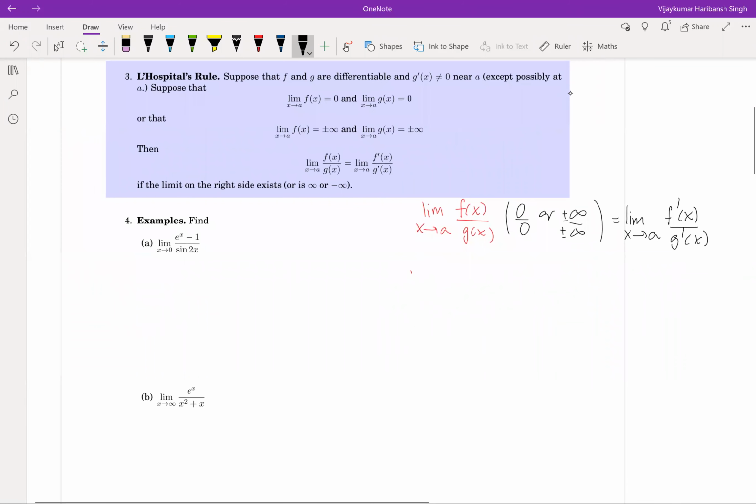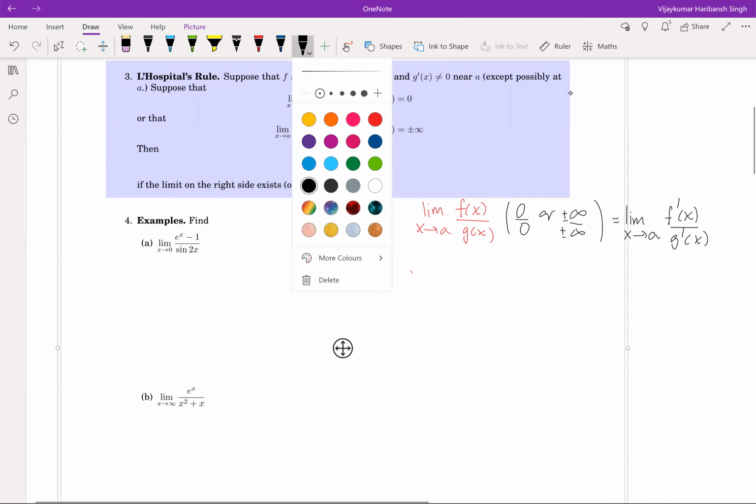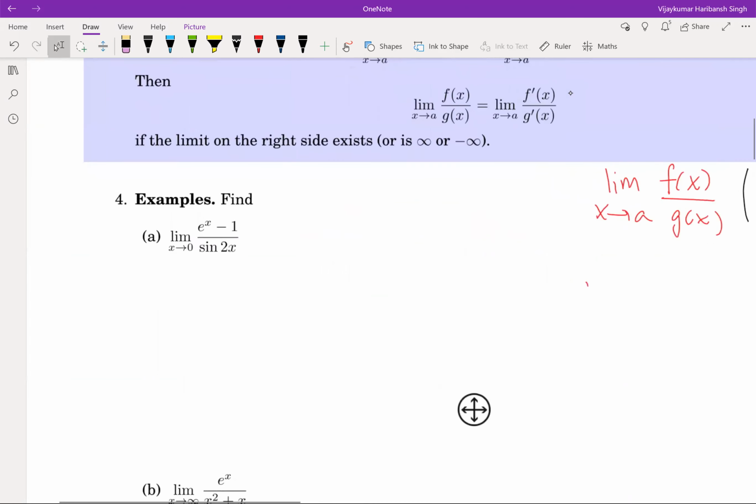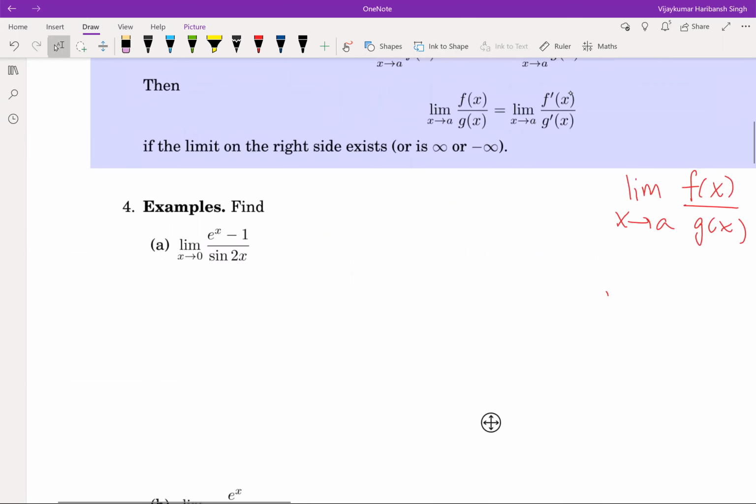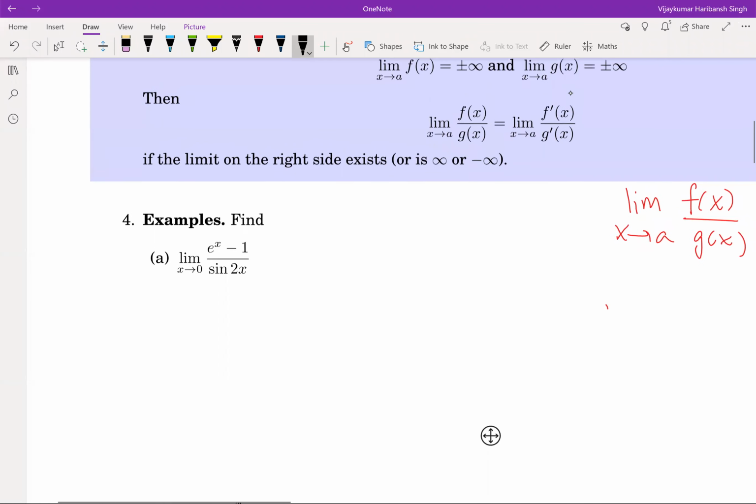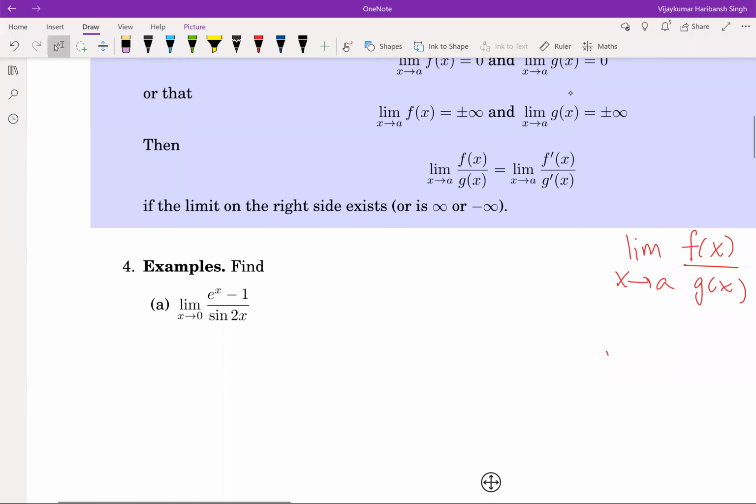So let's work on a few problems, continuing from the last time. Let's look at problem 1 here. The limit as x goes to 0 of e to the power x minus 1 over sine 2x. Again, let's first check whether we can apply L'Hopital's rule or not. So let's see if it is of indeterminate form. As x goes to 0, e to the 0 is 1, 1 minus 1 is 0, and sine 0 is 0. So we get 0 over 0 form.